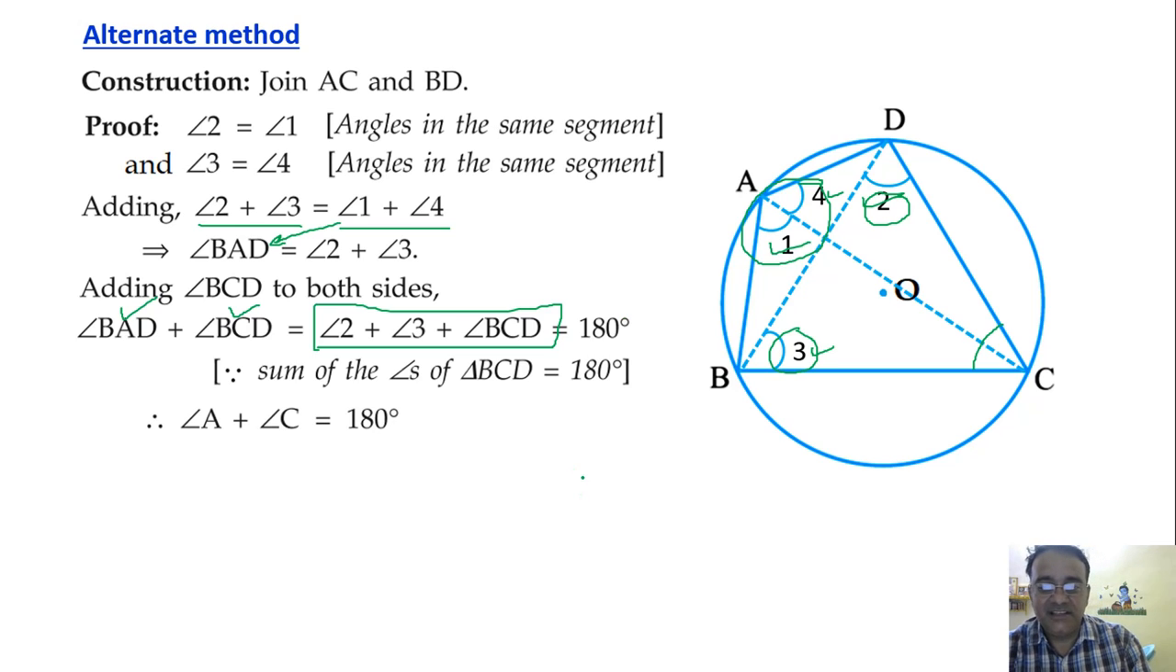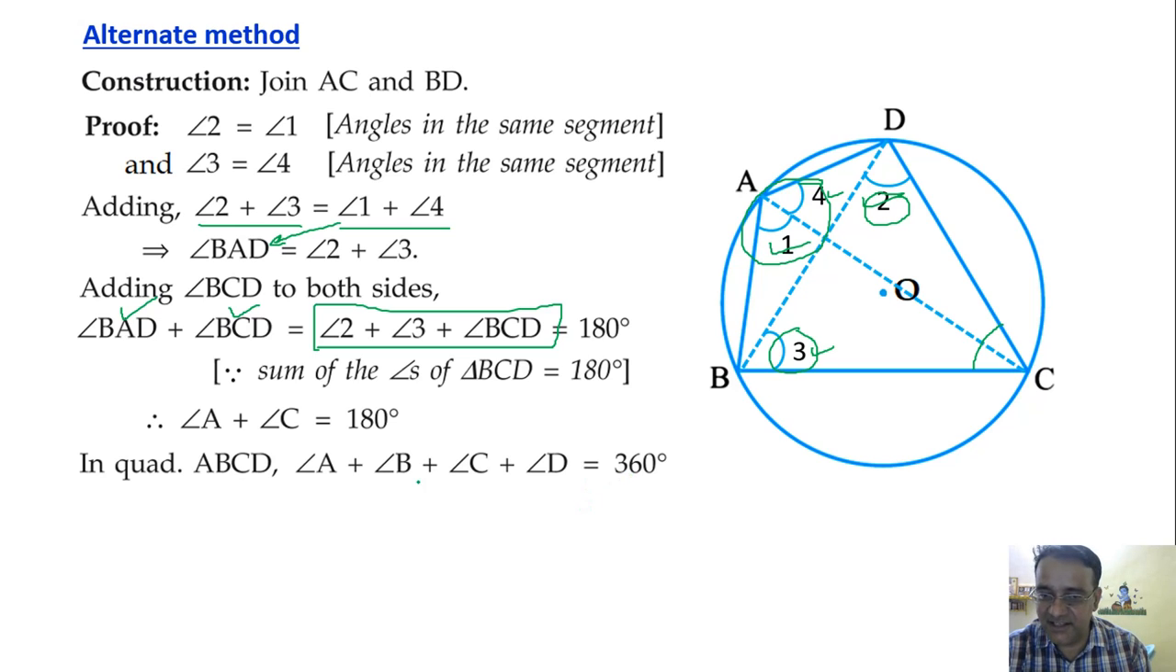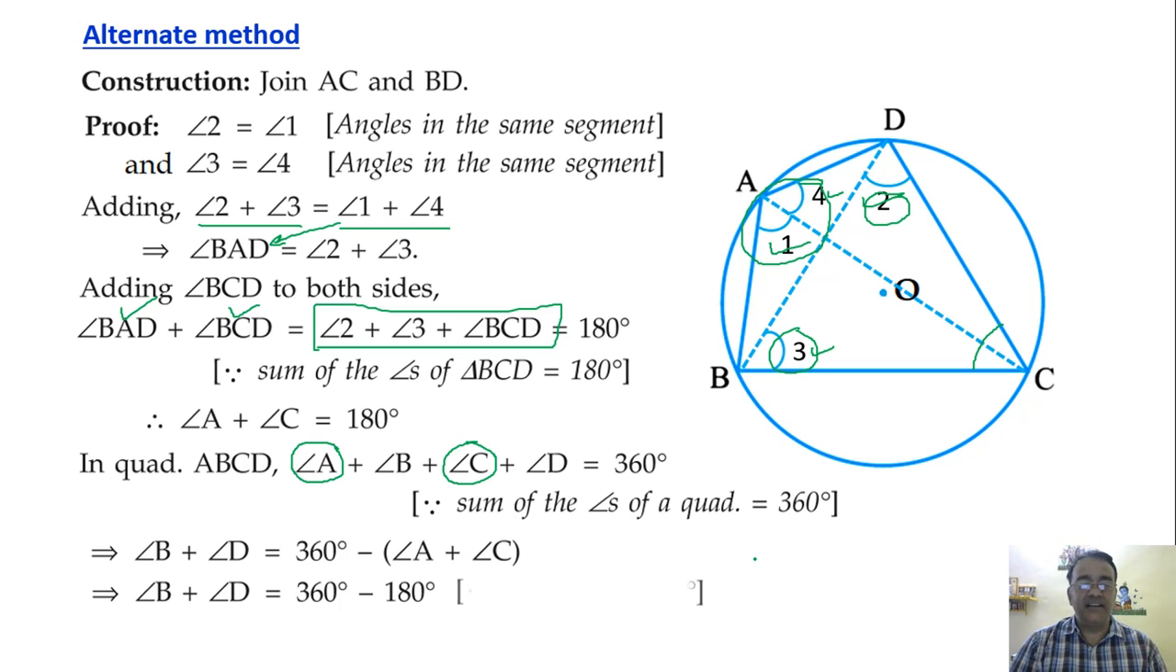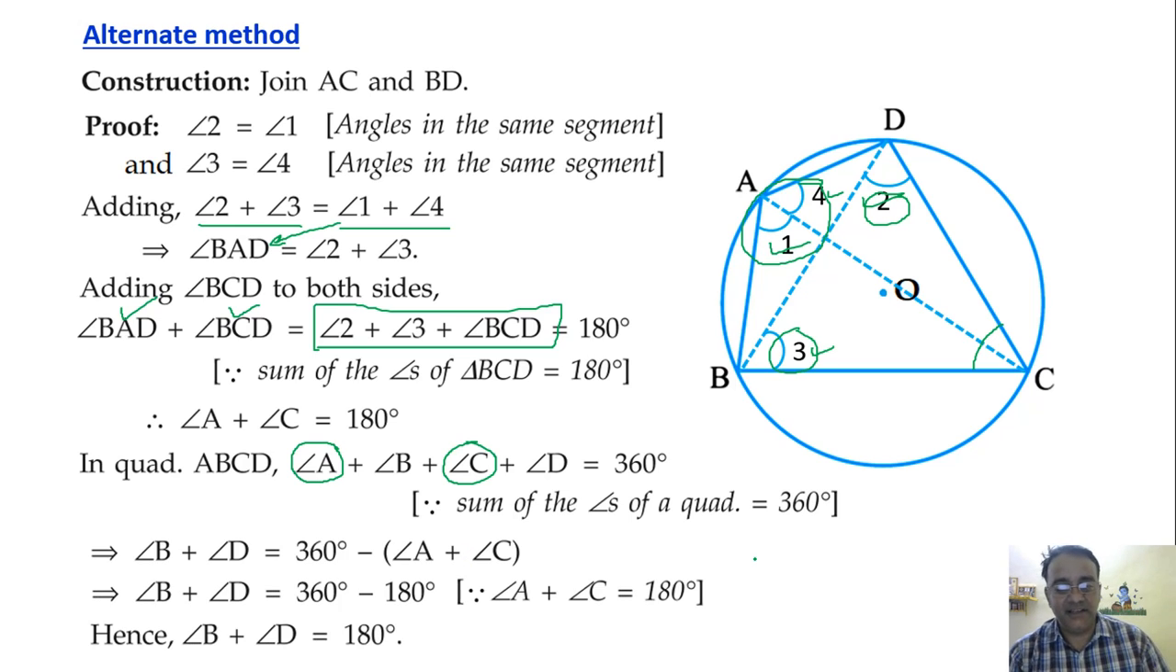Now the next step is exactly similar. Angle A plus angle B plus angle C plus angle D is equal to 360 degrees. Now we'll replace angle A and angle C both by 180 degrees, and shift to this side. So angle B plus angle D is also equal to 180 degrees. Which method is easy, this one or that one? This one, sir. Okay, fine. Any method you can use.